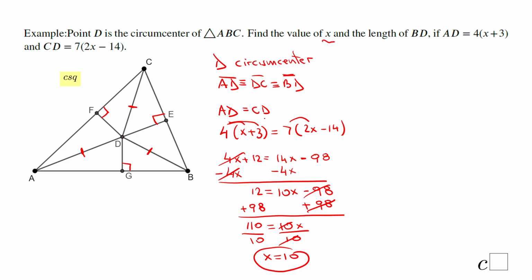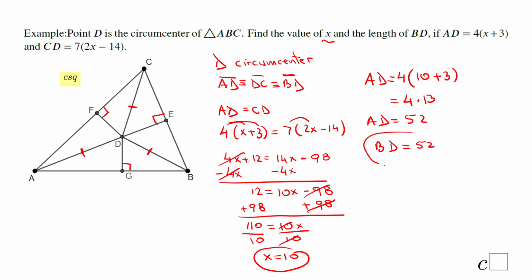Okay, so now we can move to the next part to find the length of BD. So we can find any of these segments, either AD or CD. AD is 4 times the quantity x, so x is 10, plus 3. So we have 4 times 13, and that will be 52. How much AD is, and BD should be the same because these two segments are congruent, they have the same measure. Why? Because point D is the circumcenter of triangle ABC.